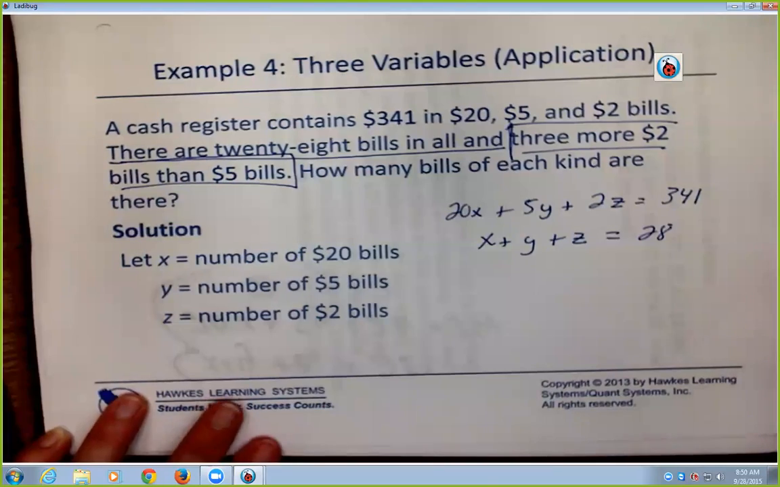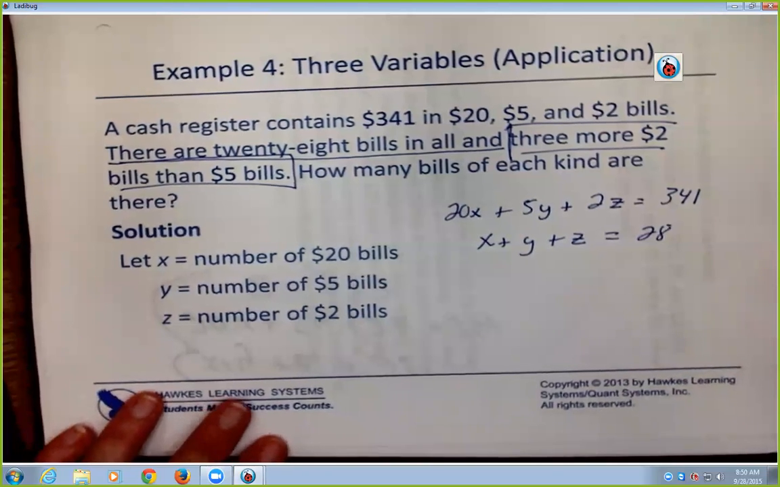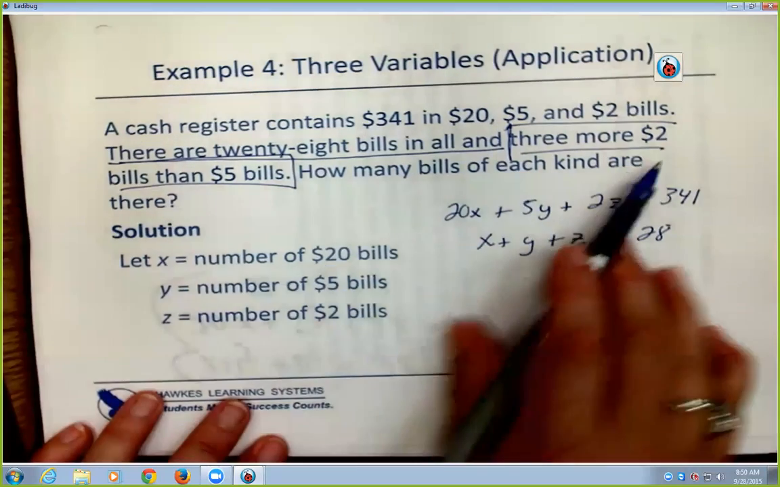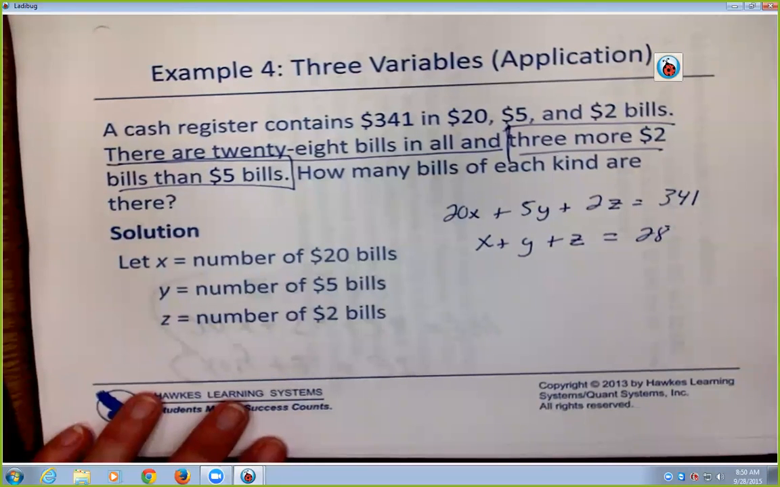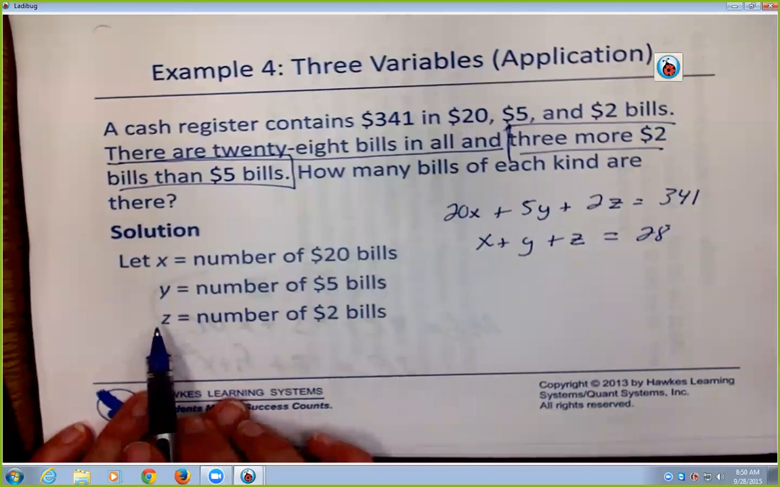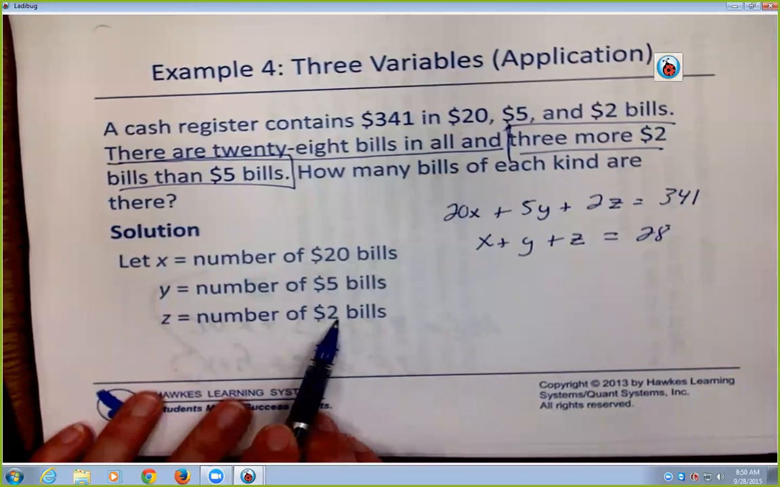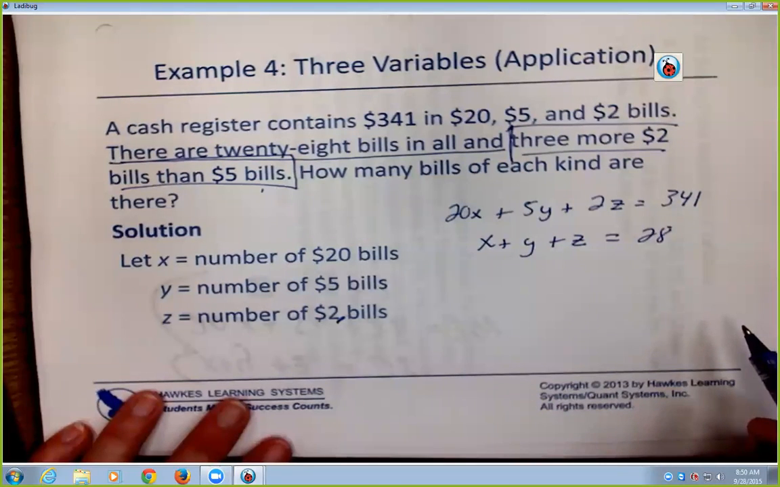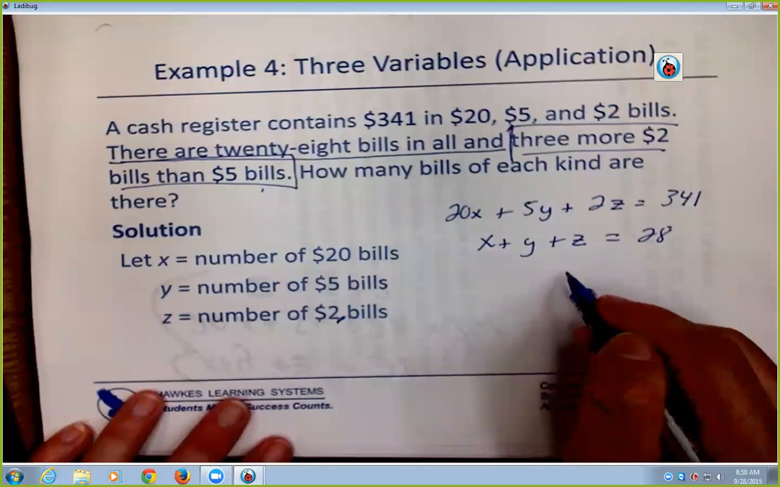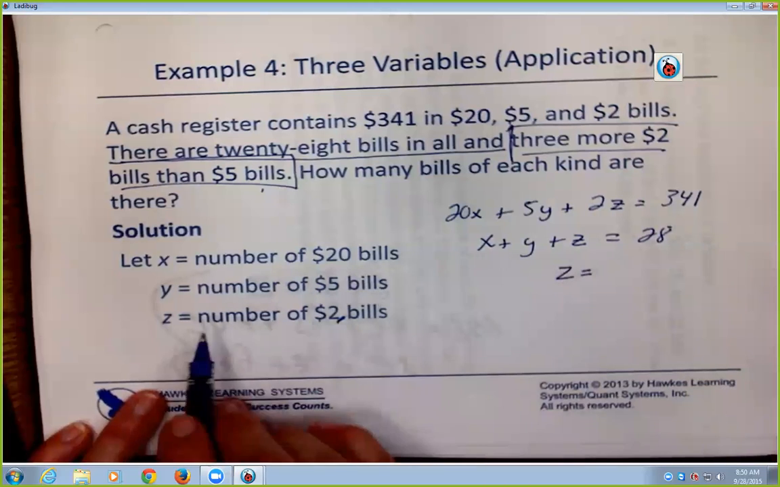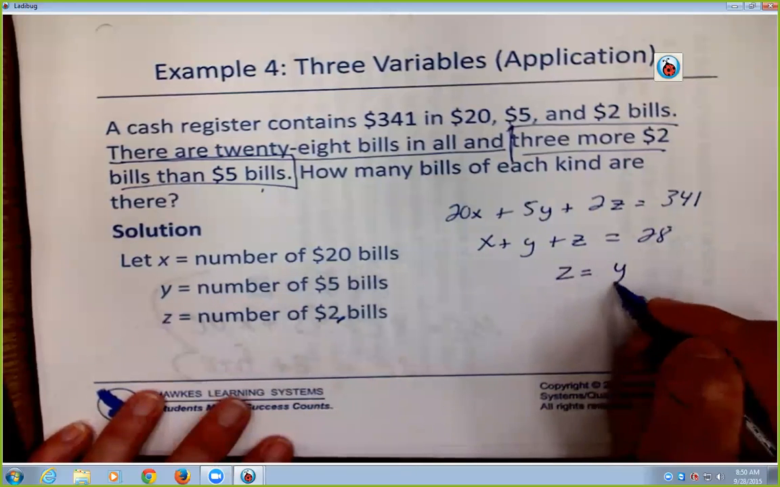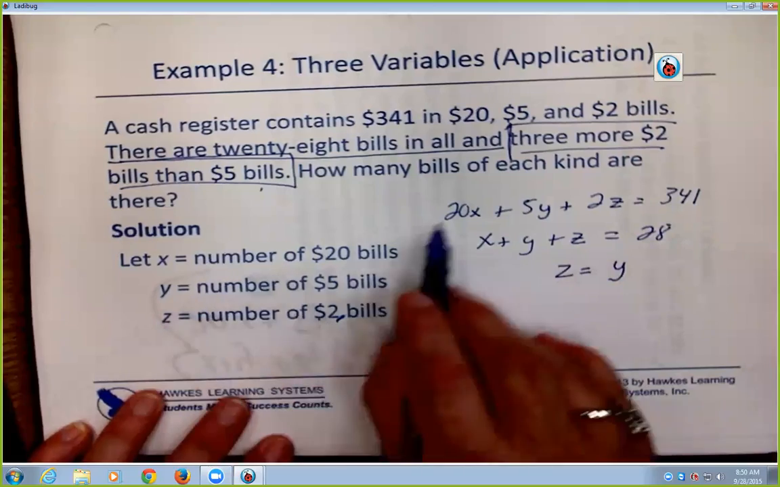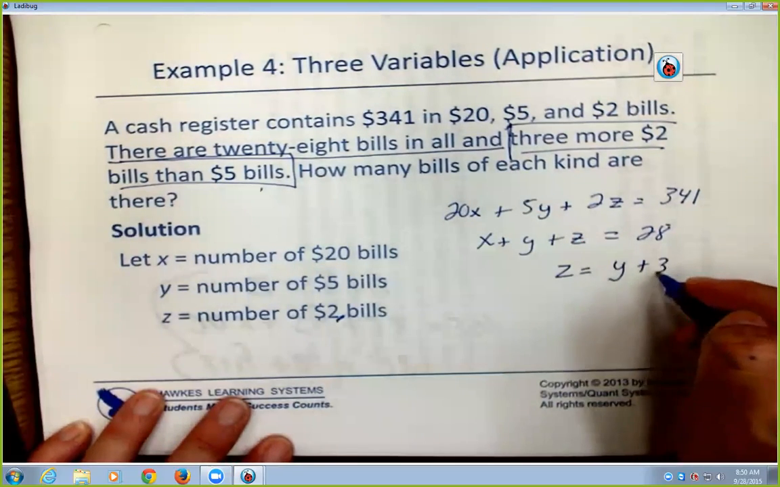And then this last piece, 3 more $2 bills than $5 bills. We've had these umpteen times. What does that mean? 3 more $2 bills than $5 bills. So it means the Z, $2 bills, there's 3 more than the $5 bills. So what does that mean? So I have Z is equal to the $5 bills plus 3. We all agree?